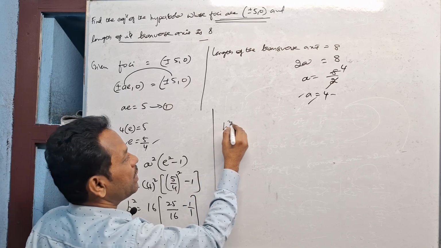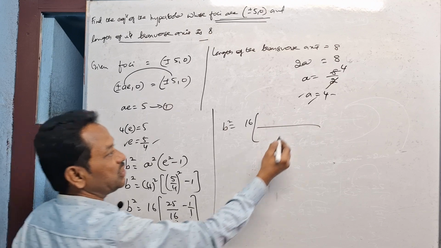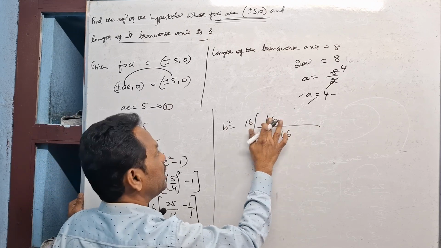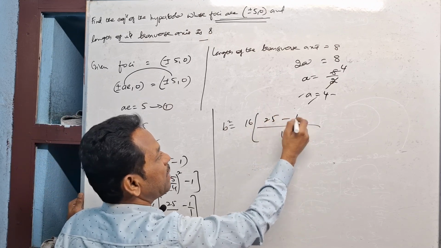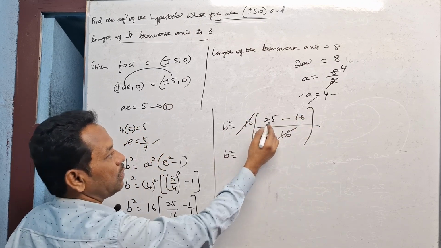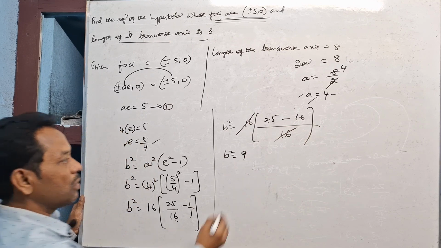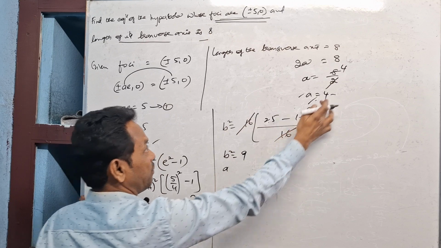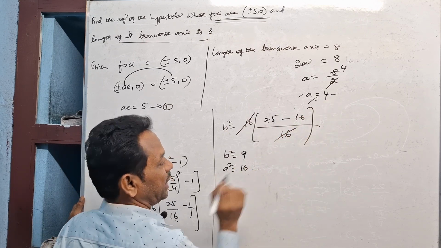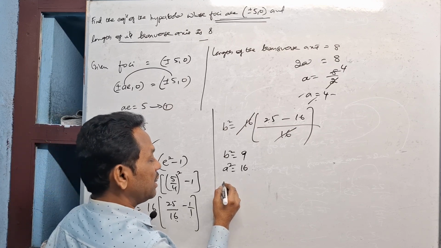So let me simplify. b square equal to 16 into, so our LCM is here 16. So we'll get here 25 minus 16. So 16 we can cancel. b square equal to 25 minus 16 is 9. So what is the a square value here? The a value is 4. So a square equal to 16. Now we know a square and b square. Let us go for equation of the hyperbola.